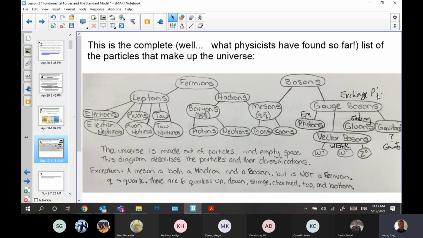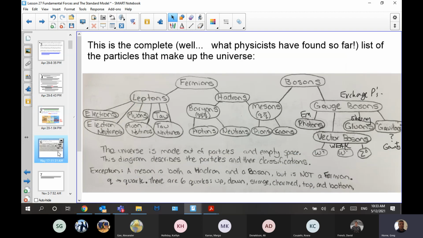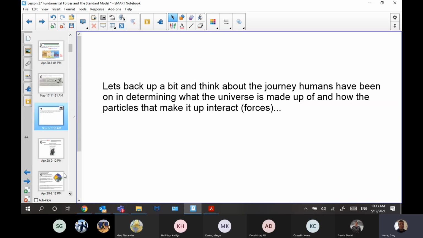So that's a flow chart that organizes all matter. We're going to come back to this one again and remind you of it once we've gone through a little bit more detail of some of the particles. But I wanted to give you an overview of what we're tackling, and then come back to it to say, okay, remember we looked at this, we've seen all these bits and pieces now. So before we get to that, I just want to back up a little bit and talk about how we discovered some of this stuff.